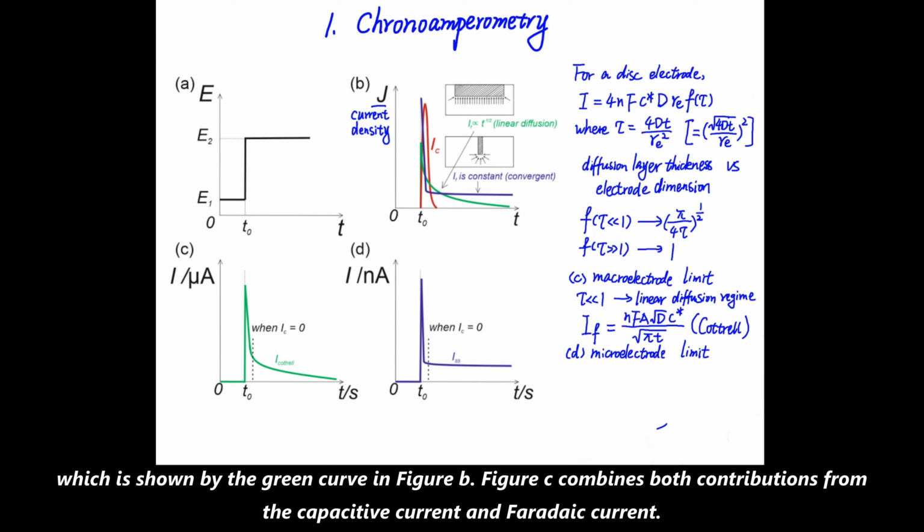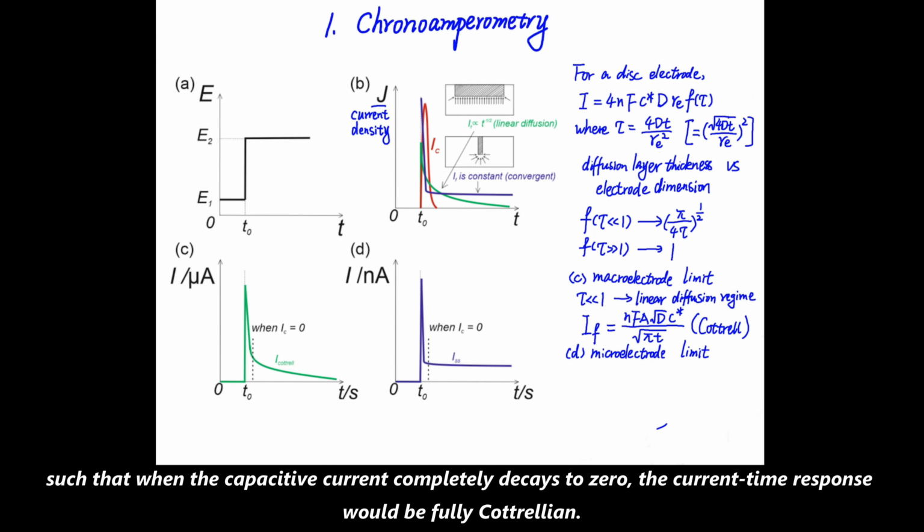And Figure C combines both contributions from the capacitive current and the Faraday current, such that when the capacitive current completely decays to zero, the current-time response would be fully Cottrellian. Nevertheless, natural convection would operate after 20 or 30 seconds, and the current will approach a steady state.